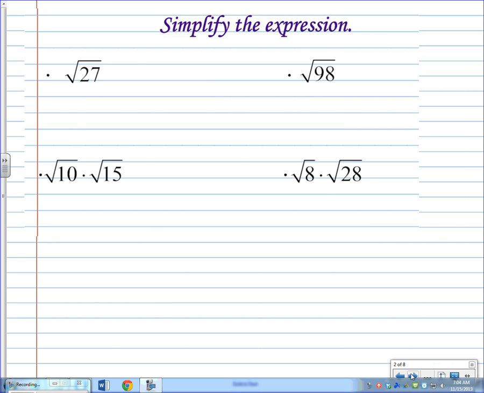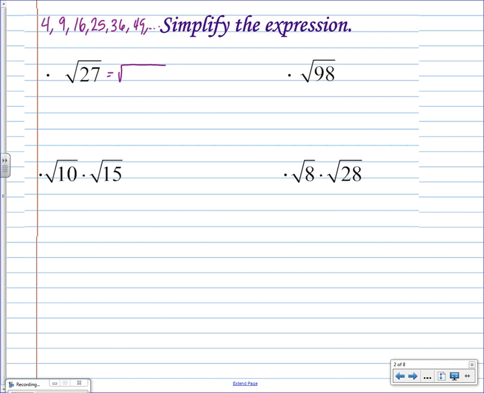Just in case you don't know, perfect squares are 4, because that's 2 times 2, 9, 16, 25, 36, 49, dot, dot, dot: 2 times 2, 3 times 3, 4 times 4, 5 times 5, and so forth. So in 27, what times what is 27? Well, 9 times 3 is 27. And the square root of 9 is 3. And nothing goes into 3, so we just have 3 square root of 3.